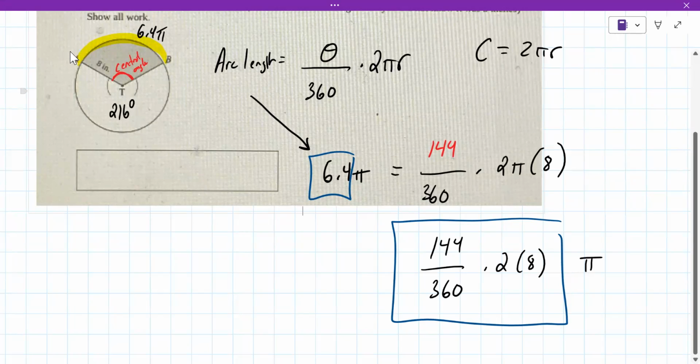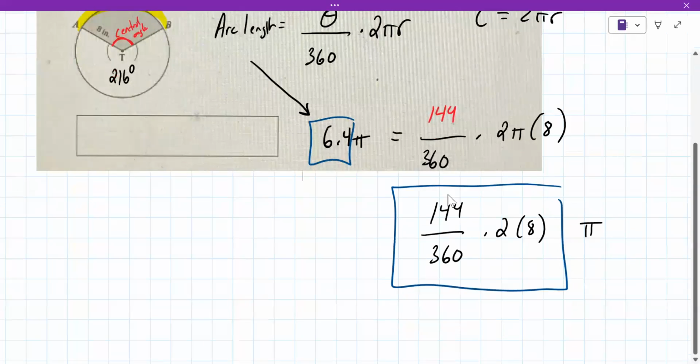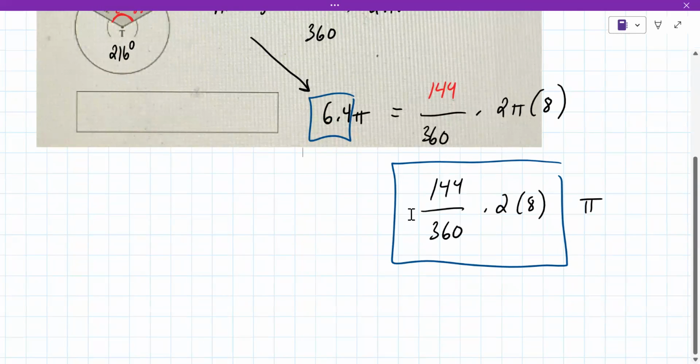Okay. And then we get 144 over 360 times 2 pi, and we know the radius is 8 because that's given to us as well. So our final thing would be 6.4 pi equals 144 over 360 times 2 pi times 8. And then we get rid of the pi's in this scenario. You're not solving, you're just verifying. So you just need to make sure that the right side equals the left.